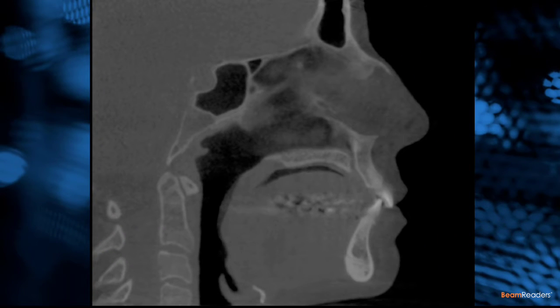So here's a sagittal view we're looking at, and everything looks pretty good until you look at the uvula base of tongue area. And you'll notice that there's sort of a secondary shadow there. That's a swallow artifact from a patient.